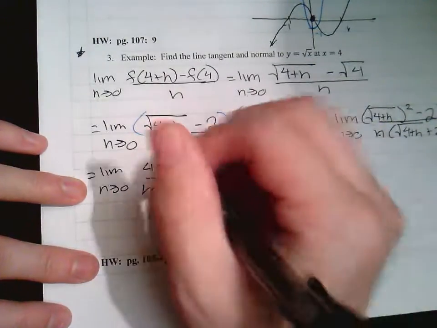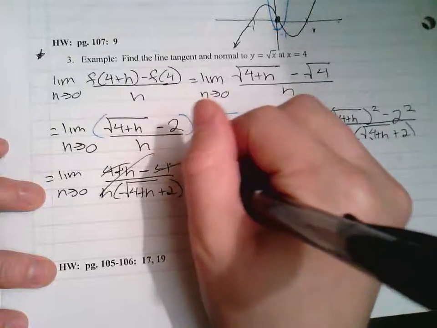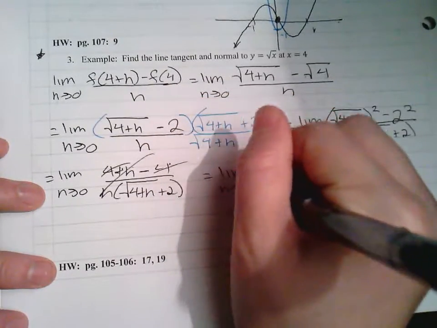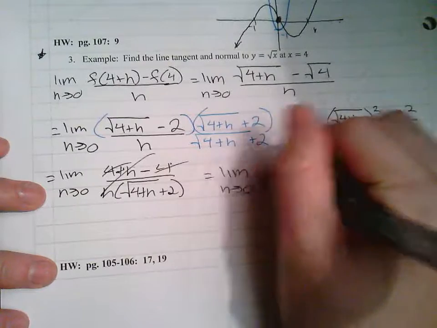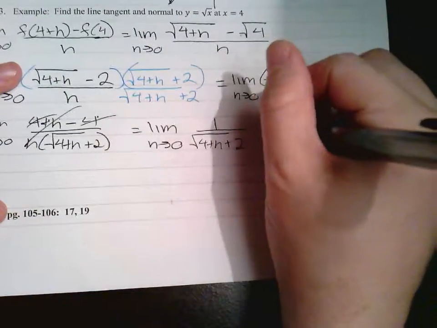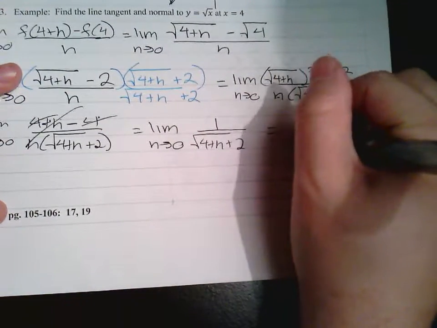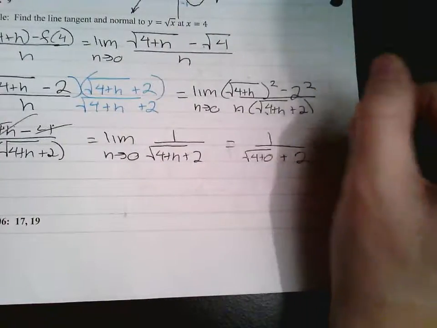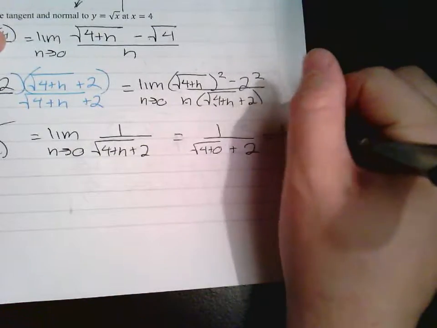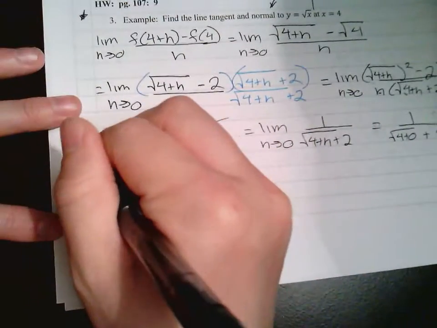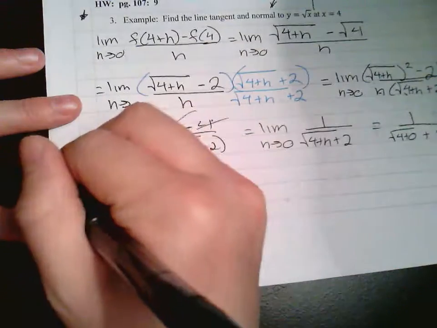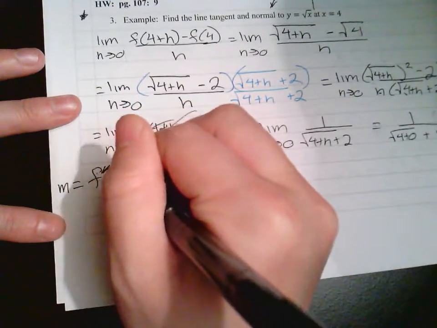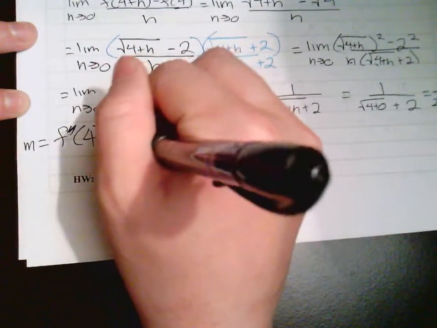That's gone. So you've got the limit as h approaches 0 of 1 over the square root of 4 plus h, plus 2. Substitute it in. So you're going to have 1 over the square root of 4 plus 0, plus 2. So that's going to give you 1 over 2 plus 2. So f prime of 4, the slope, which is the derivative at x equals 4, is going to be 1 over 4. So that's how you find the slope.